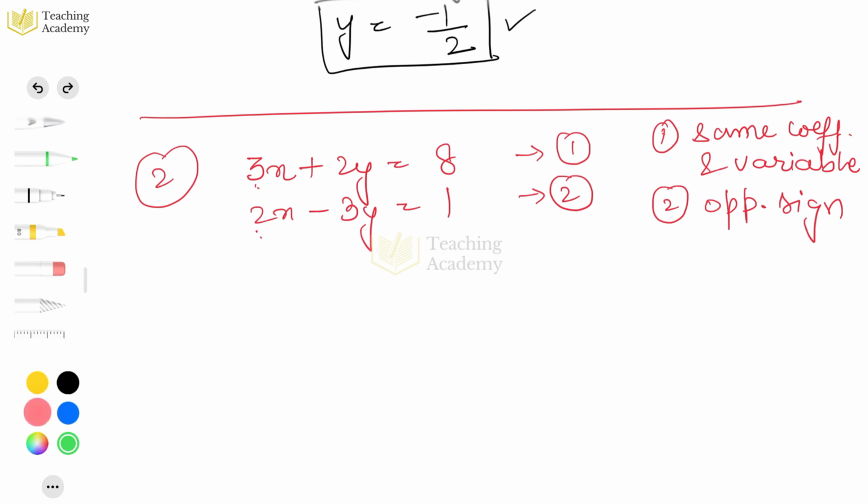Now what I'm supposed to do here is make the terms have equal coefficients as well. So I am eliminating y. I'm multiplying this whole equation by 3 and this whole equation by 2, so that I easily get a 6y in both places, with the opposite sign. This bracket shows that we are multiplying the whole thing. So the first equation gives you 9x plus 6y equals 24.